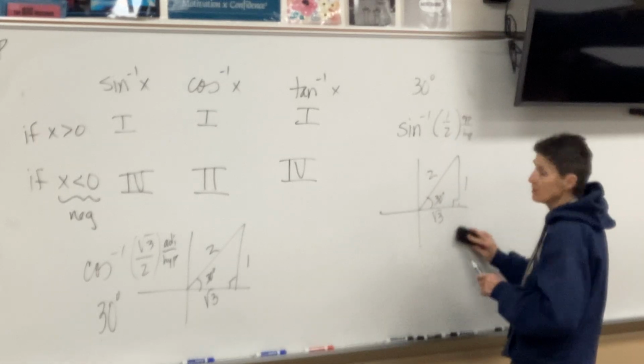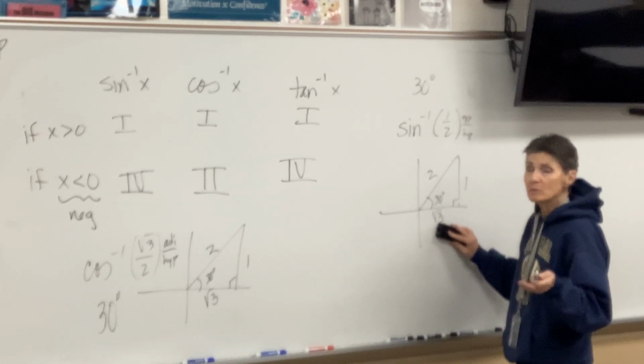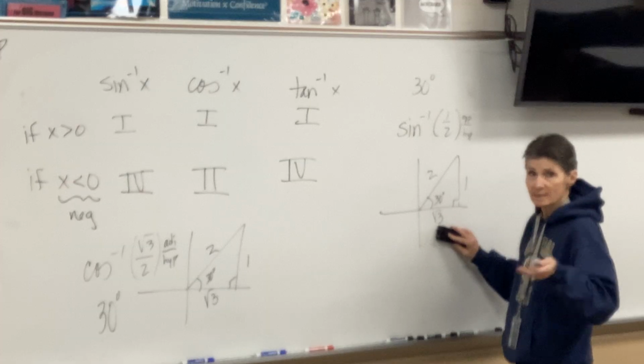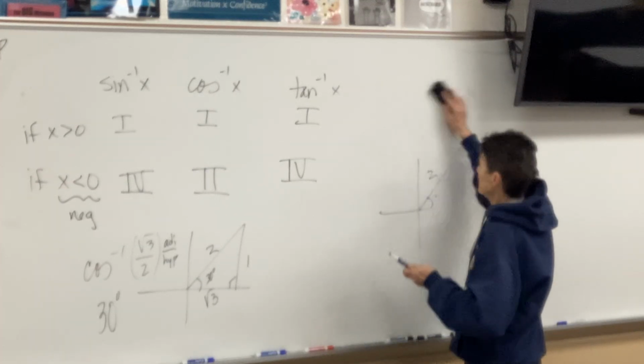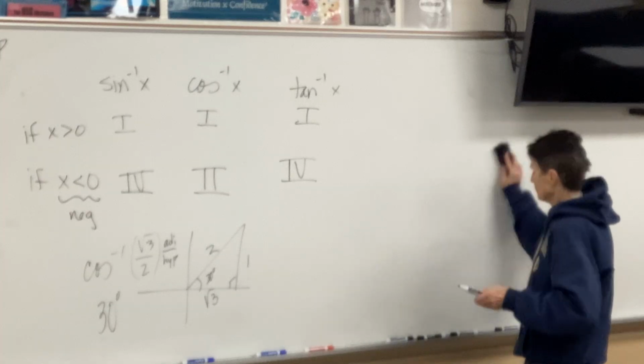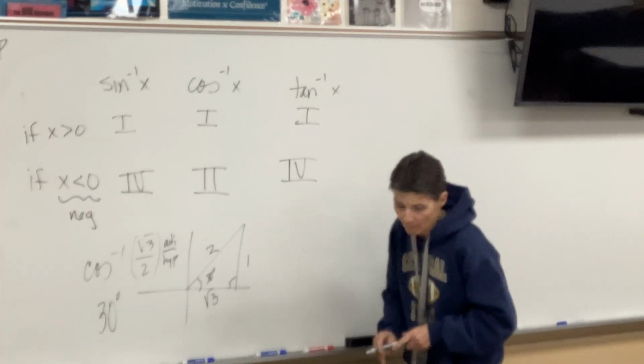I'm not surprised they're the same. We're only using 2 kinds of triangles, 30, 60, or 45, 45. So obviously, we're going to be getting a lot of duplicate answers. Let's look at the next one.